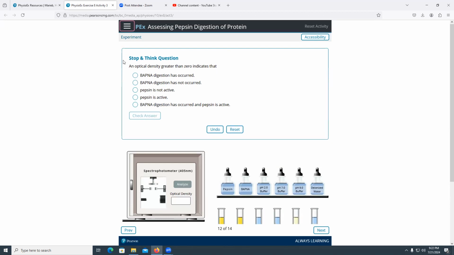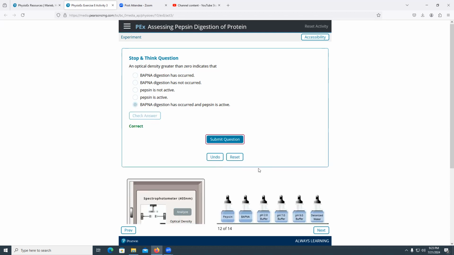An optical density greater than 0 indicates that BAPNA digestion has occurred definitely, and pepsin is active. That is definitely true.